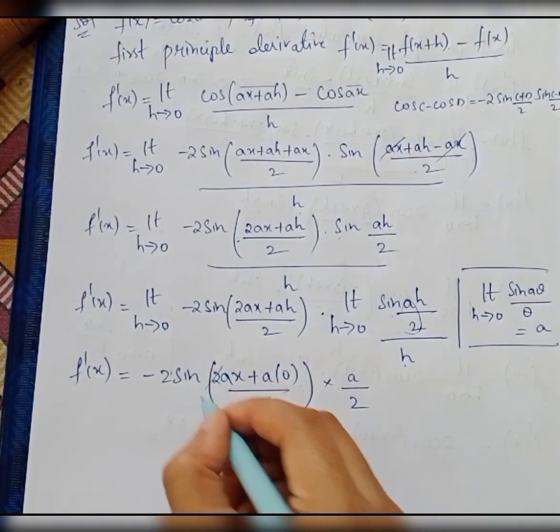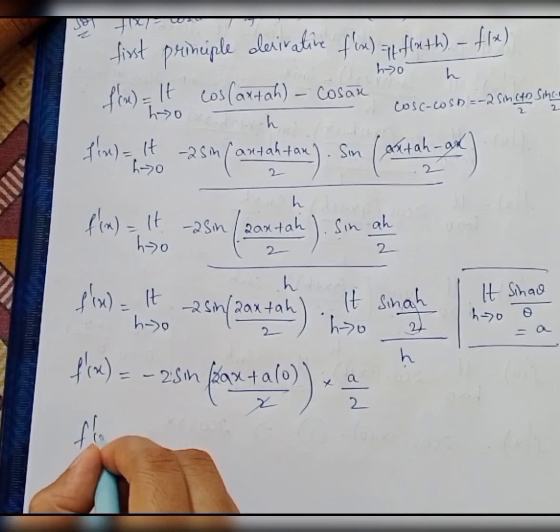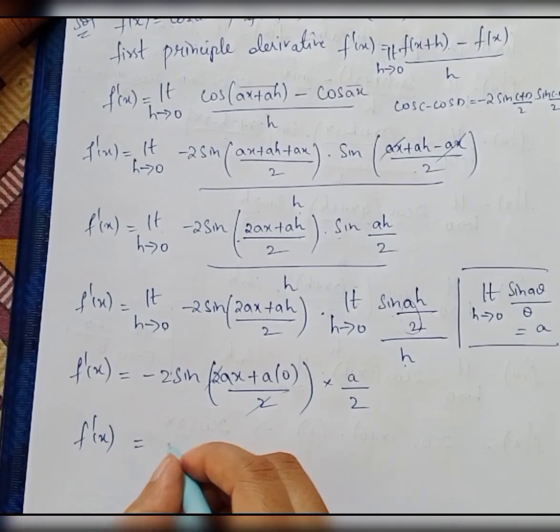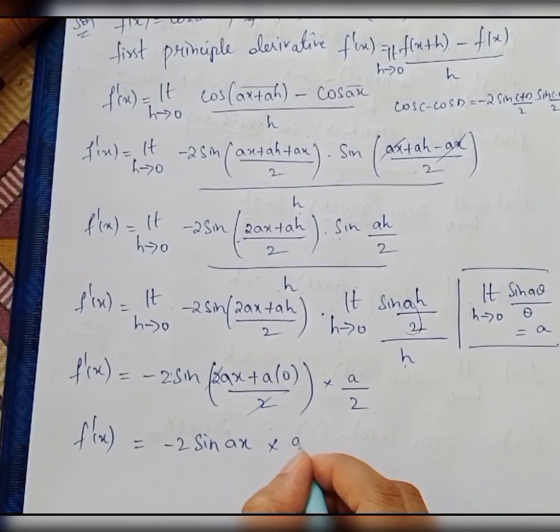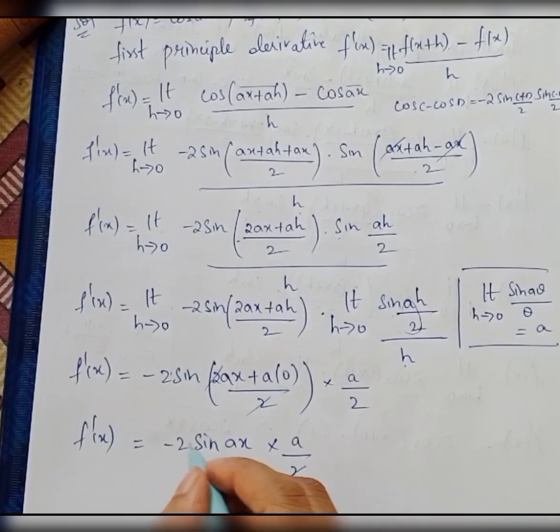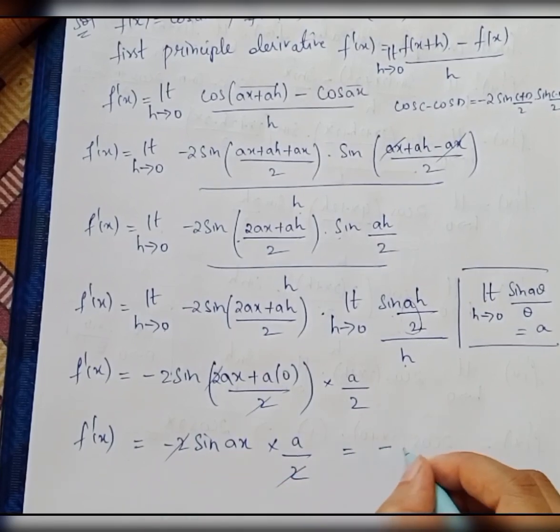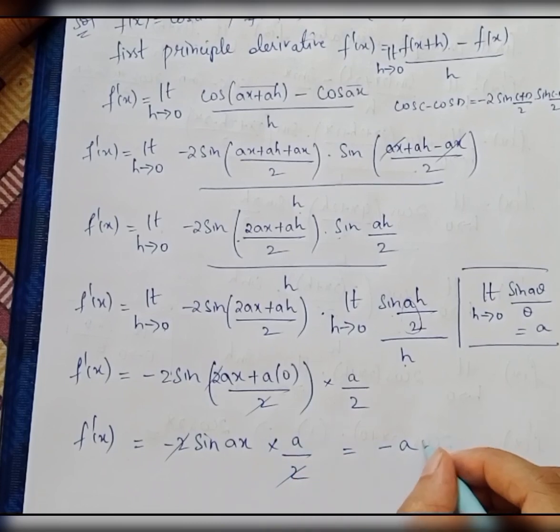Here cancelling this 2 and this 2, so f'(x) equals minus 2 sin ax into a by 2. So this 2 and this 2 get cancelled, so it is minus a, here a is left, sin ax.